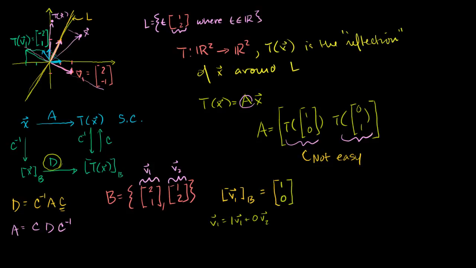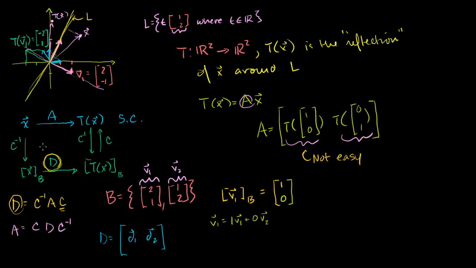Let's say we want to find D first, because if we can find D, then we can just apply this formula here to figure out A. Now let's say that D is going to be a 2 by 2 matrix. It's still mapping from R2 to R2. This is still a two-dimensional space, so it's going to map within this two-dimensional space. So let's say D has just two column vectors, d1 and d2. So what is D times this going to give us?